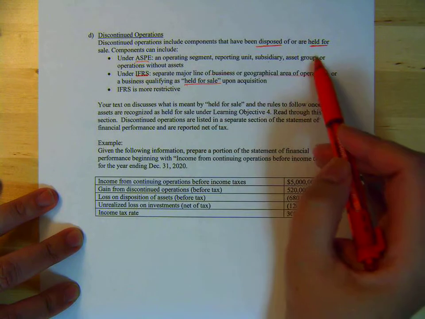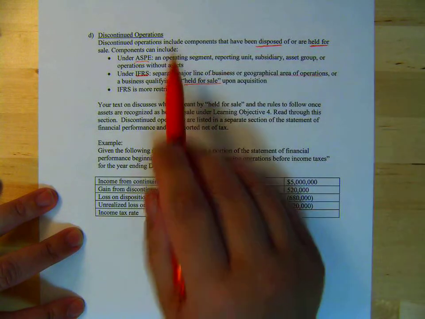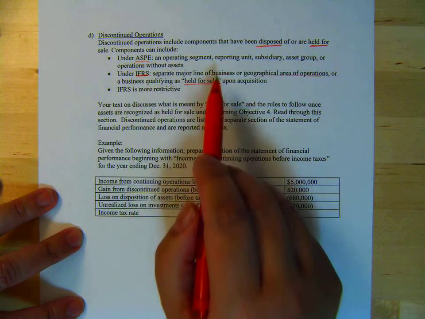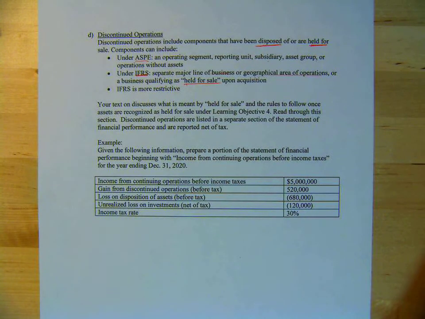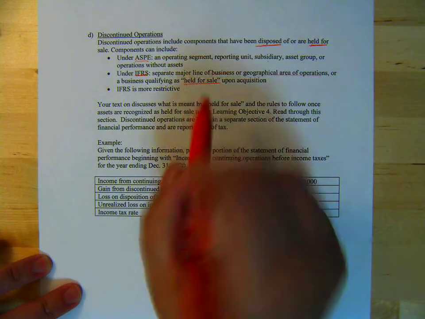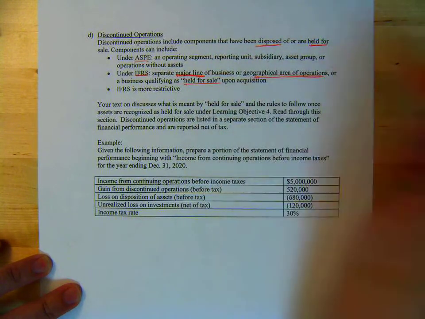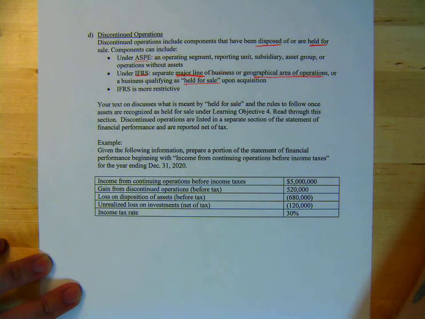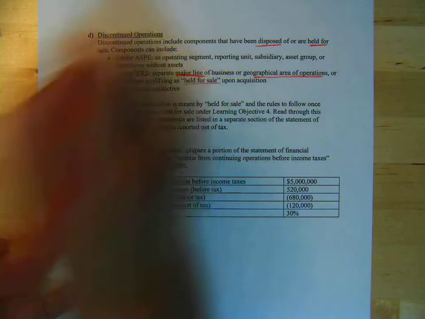Asset group. So let's say you had an investment arm of your business, that would be separate. Could be under discontinued. Under IFRS, they're more specific, because discontinued operations don't show right in your net income, some people would like to hide it under discontinued. However, IFRS doesn't allow that. So it's got to be separate major line of business or geographical area of operations. Okay? So if someone is closing off all their Canadian stores from the US, that would be a geographical area of operations, so it could be listed in discontinued operations.